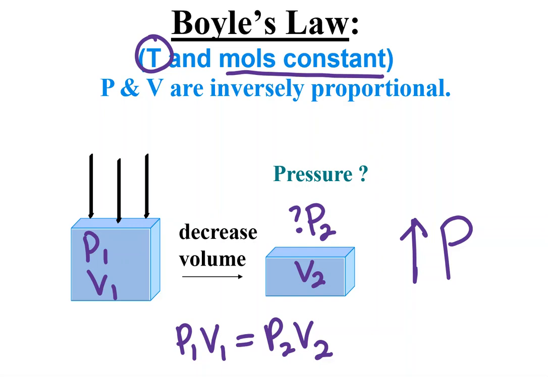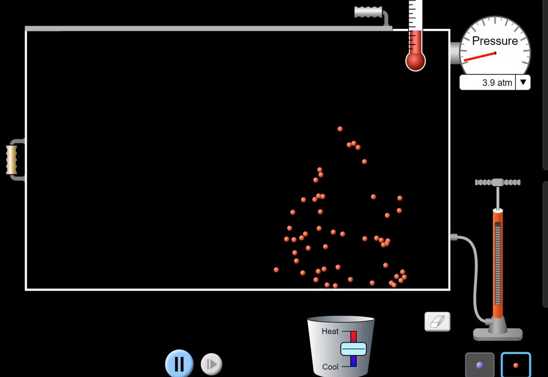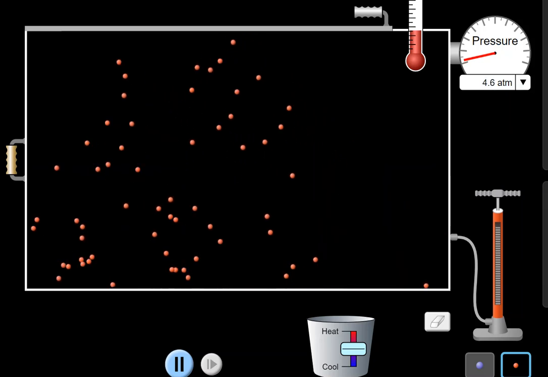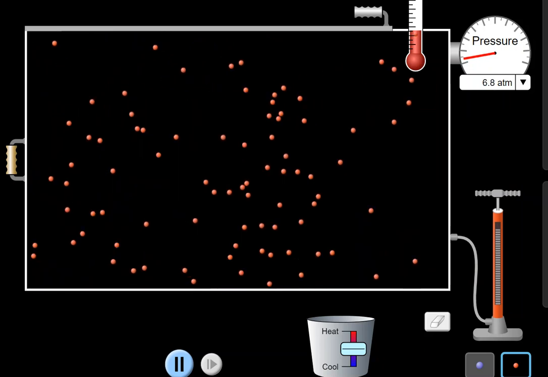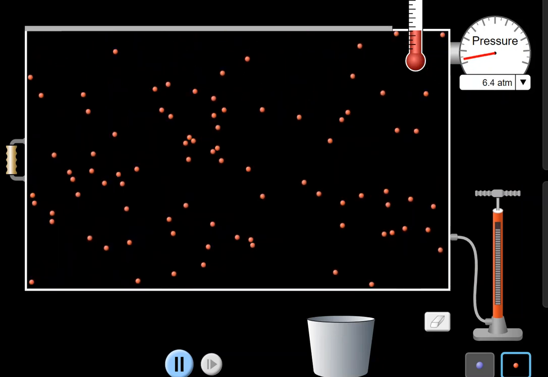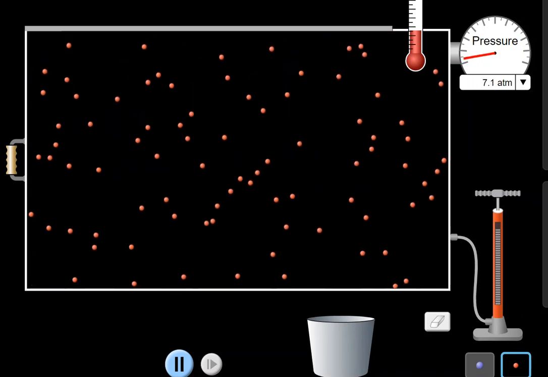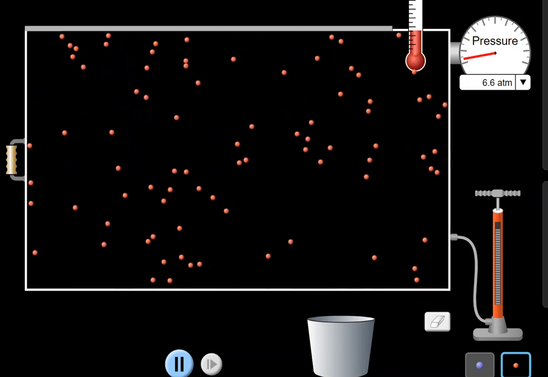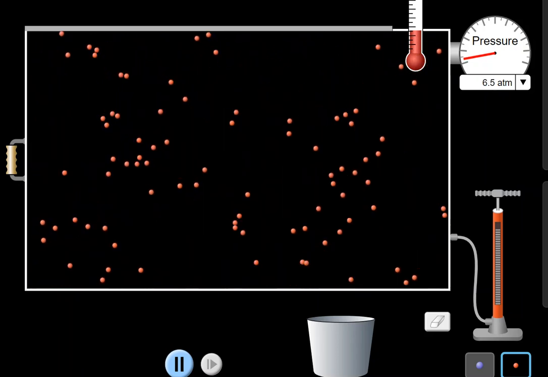Let's look at how this works. Here's my container. I'm going to add some gas to it. A little bit more. It needs to kind of move around and randomize. I'm going to adjust a setting so that the temperature cannot change, and we're going to see what happens. Now I'm going to compress this gas and see what happens to the pressure.